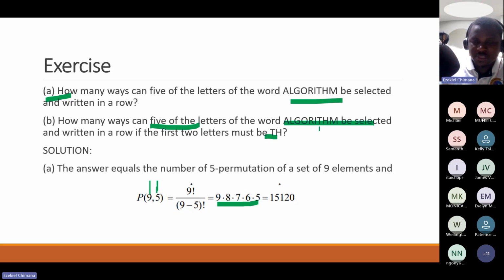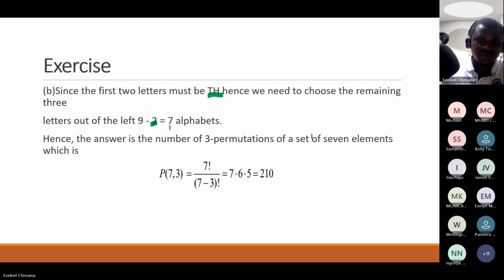So your N will become 7. Your N will be reduced. And then your R now will become 3. Why? Because from the 5-permutation, it's no longer 5, since we already know the first 2. So we're only going to look at arranging the last 3 elements from the given 7 elements. So we are going to have our N as 7 and 3 as our R.